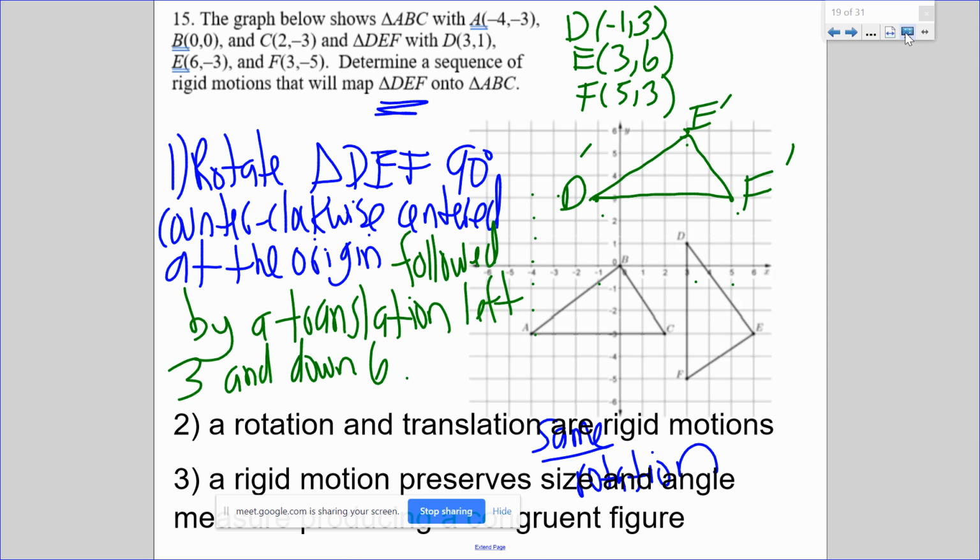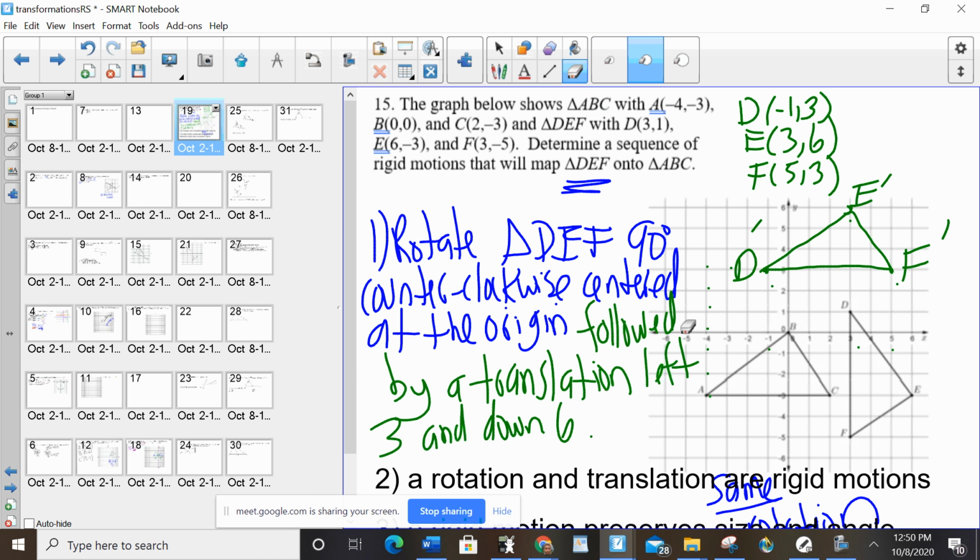So, let me just get rid of that same rotation that's upsetting me. Very upsetting.